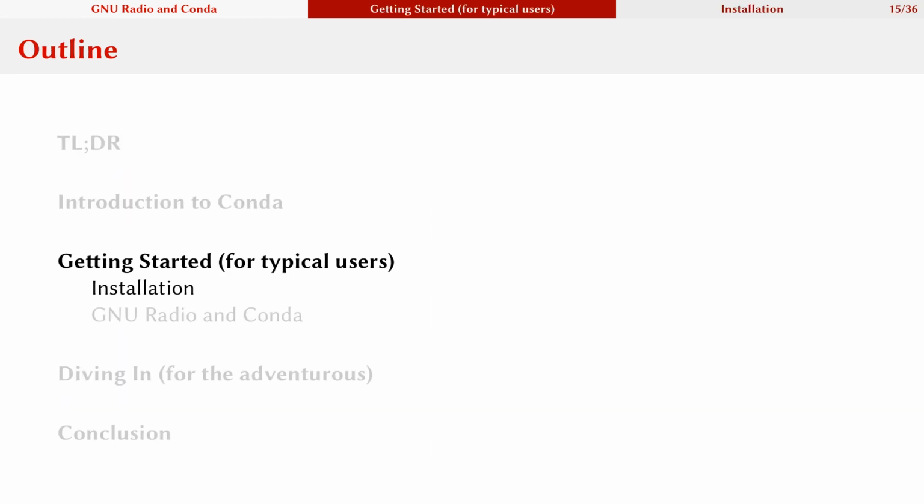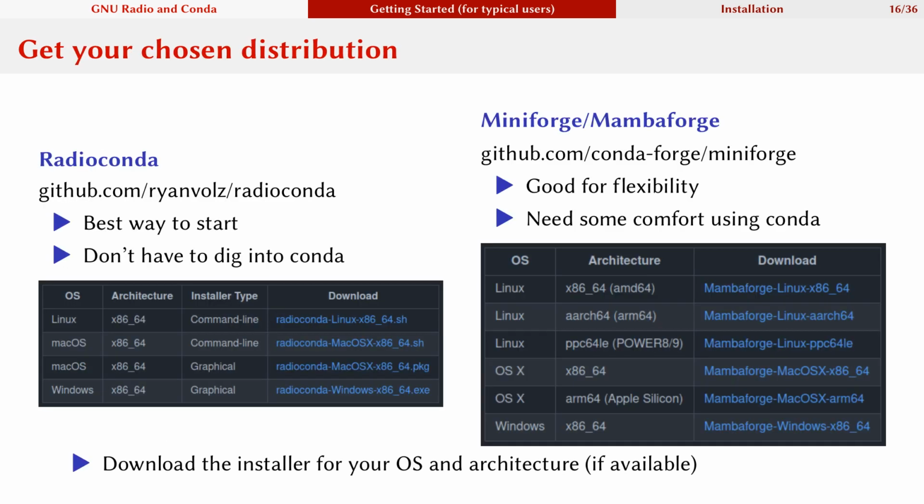Now you know what conda is, so in this next section we're going to talk about how to get started using conda, in particular with GNU Radio. The first step is to download a distribution so you can get started using the conda command. I think the best way to start is to use Radio Conda because that'll have most of what you need and you won't have to dig too much into using conda itself.